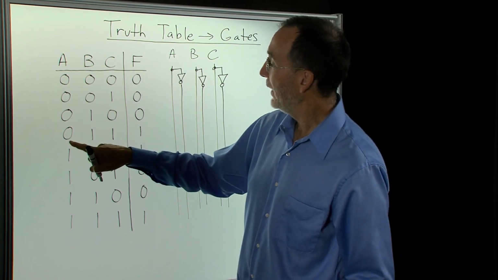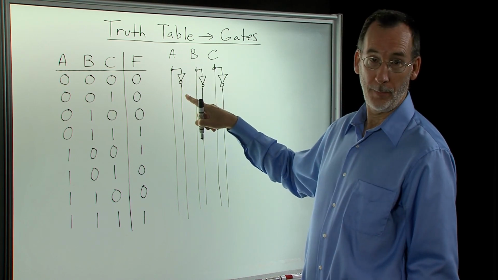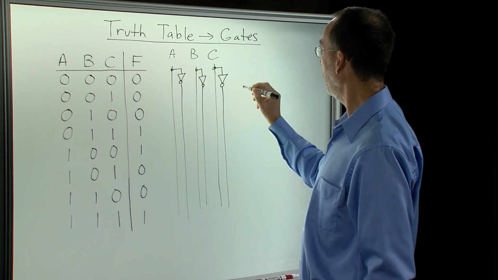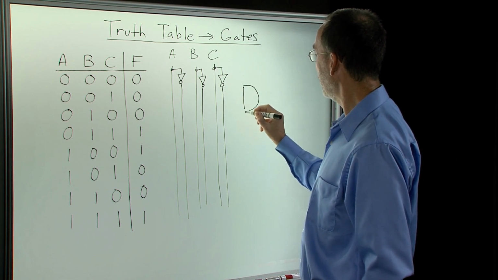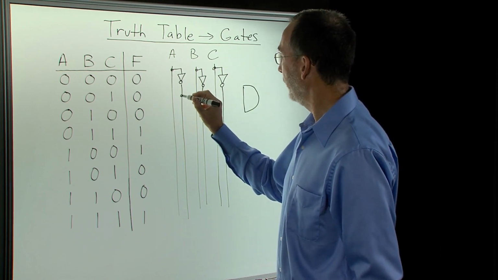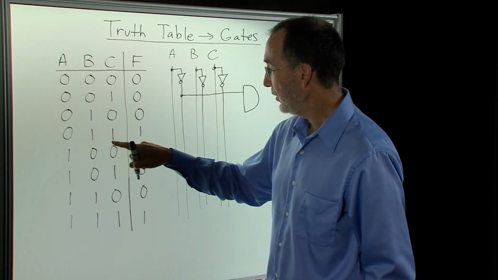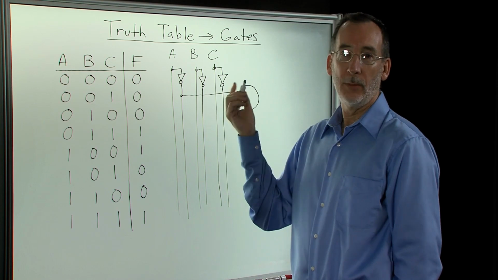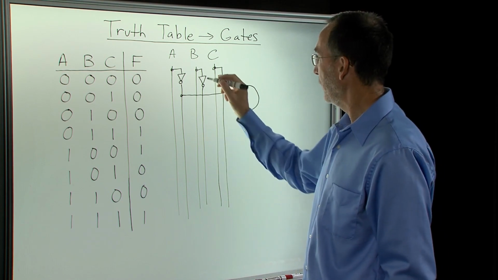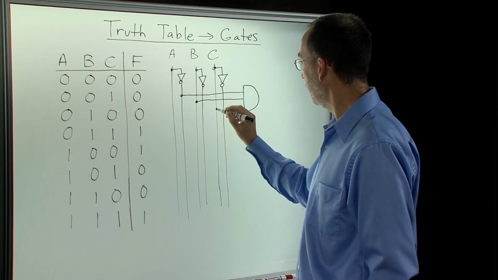So what I need to do is take the complemented value, because when A is 0, this is going to be a 1, right? So I need to take that complemented value and put this into my 3-input AND gate. So I take the complemented value of A and feed that in. And then for B and C, I just take their true value. Okay, so I take B from here, and I also take C from here.